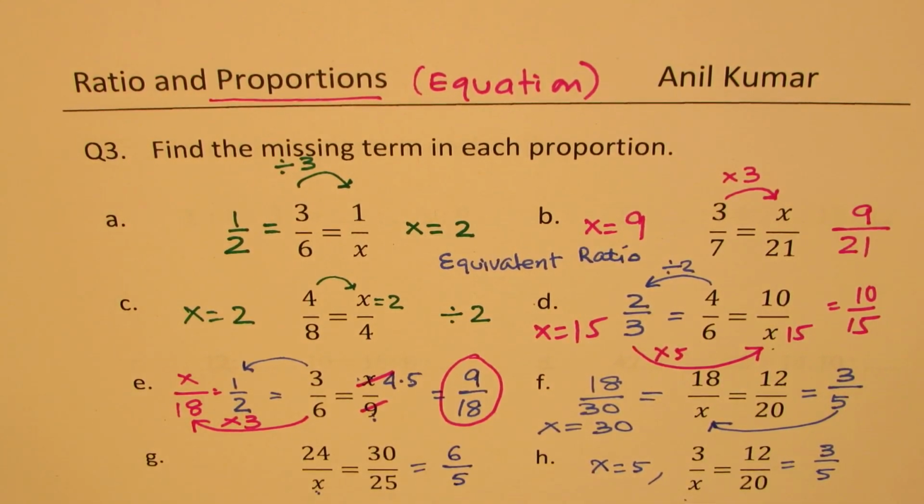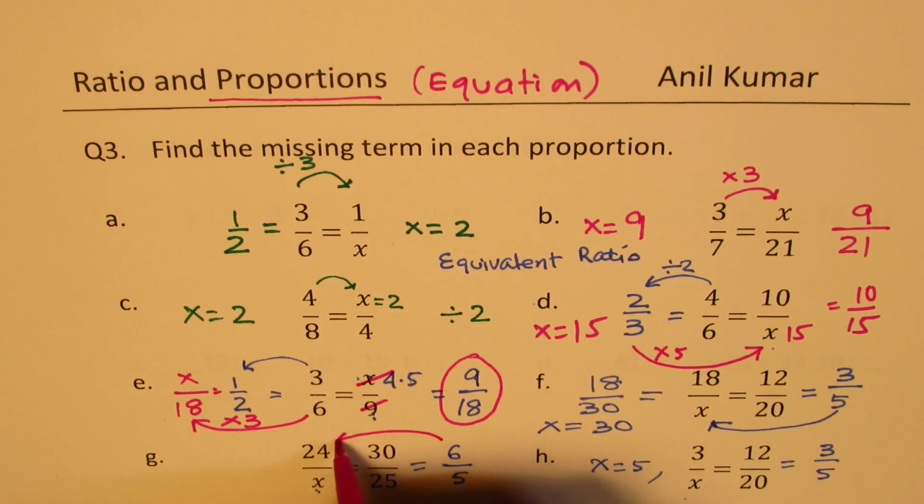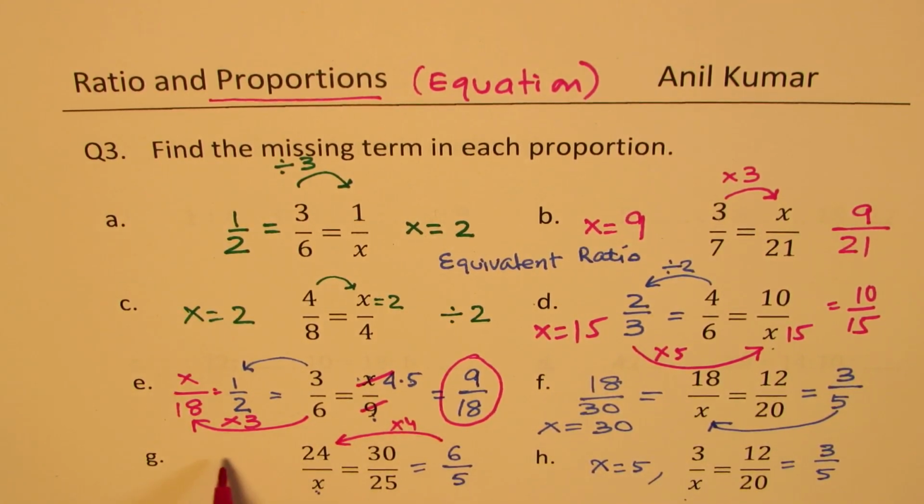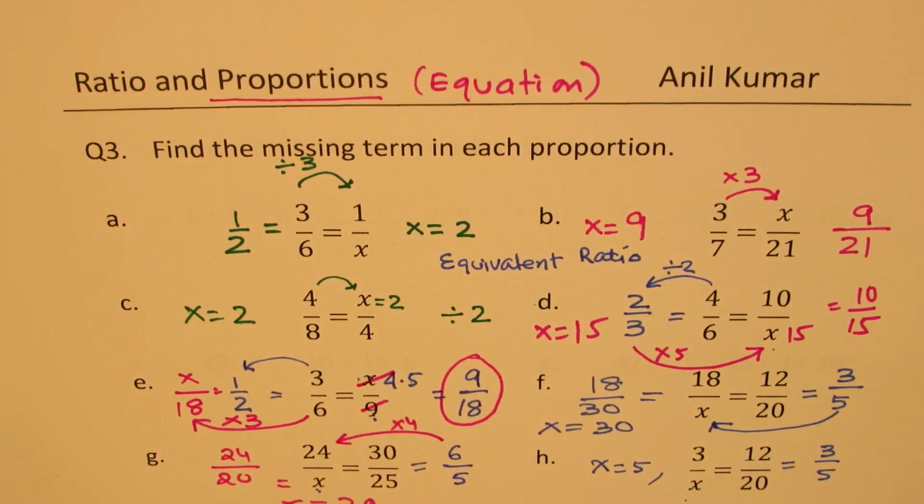Now from 6 to get to 24, what should I do? I have to times it by 4. So what I get here is 24 times 4. Times 4, 5 is 20, right? That means x is 20, correct? So that is how you should be doing it.